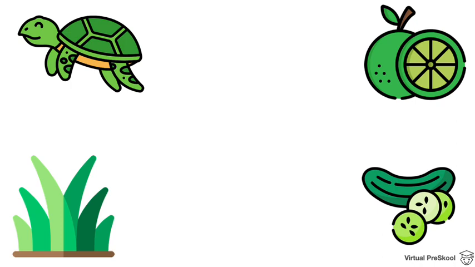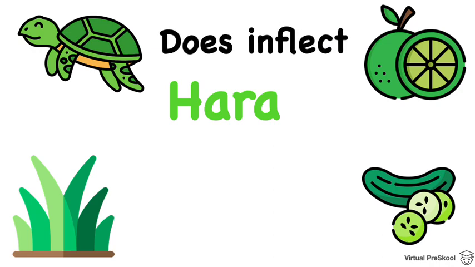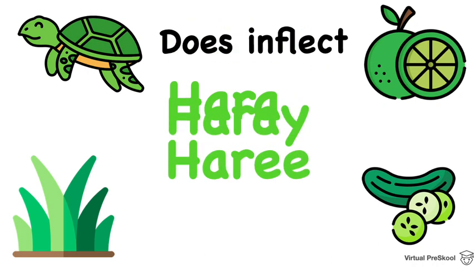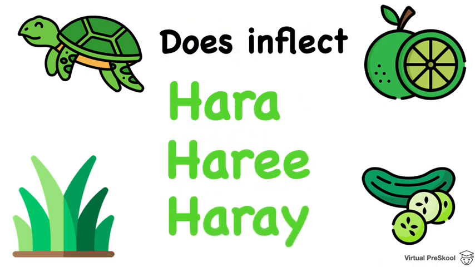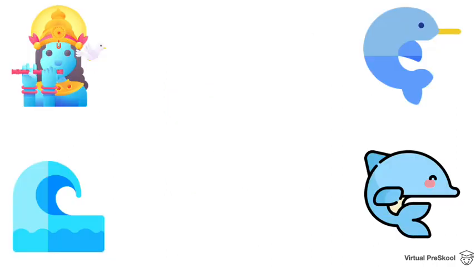Let's look at green next. What is green in Hindi? Hara. Does it end with an a sound? Hanji. So does it inflect? Hanji. So what are the inflections? Hari and hare. So hara can become hari or it can become hare.